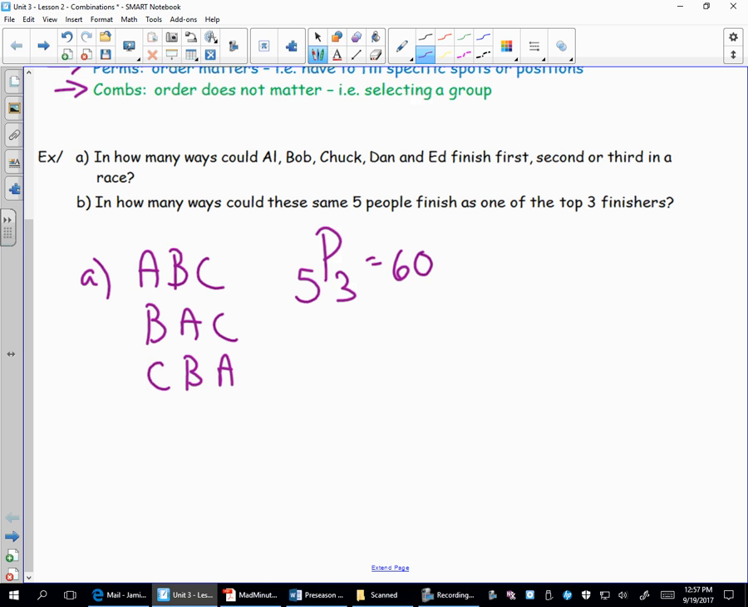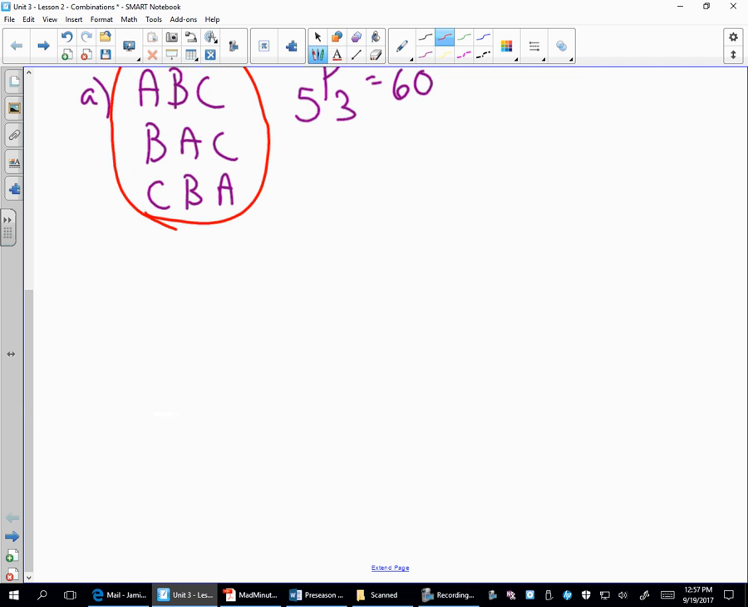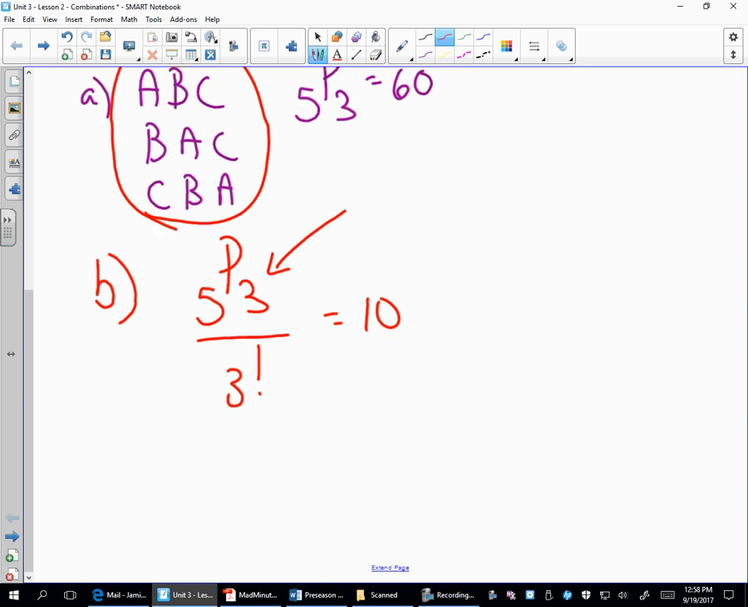However, if we look at part B, in how many ways could these same 5 people finish as one of the top 3? Well, if they're the top 3, then these things are considered exactly the same. They're considered identical items. So that's no longer a plain permutation. That's a permutation with identical items. And how many things are the same? Well, C, B, and A are all considered the same. They're repeated, identical items. We've got to divide them out. And we get 10. It's not hard to think of this: how many items, how many spots, and how many identical things, but there's a slightly faster way of doing this.